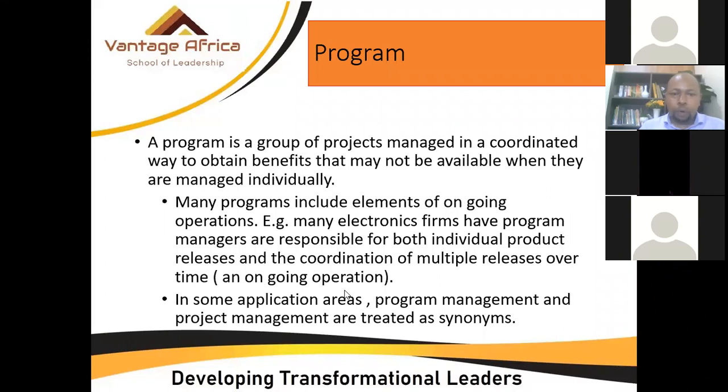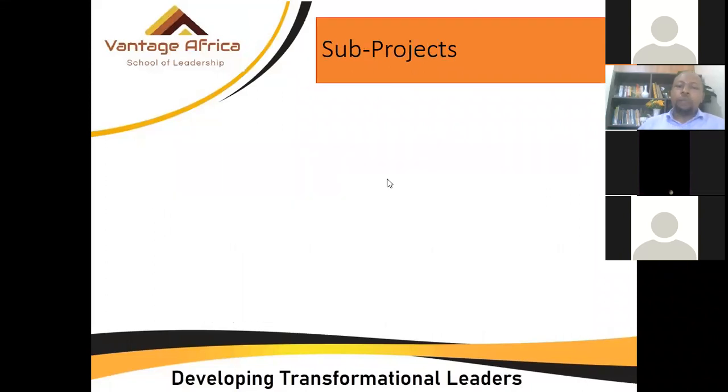Someone is saying, so program is broad and project is a broken-down component of the program. Yes, you're right. Now, there's what is called a sub-project. Up here, there is the program. In the middle here, there's a project. Down here, there's a sub-project. Again, a sub-project is just one project that is subdivided into smaller projects.